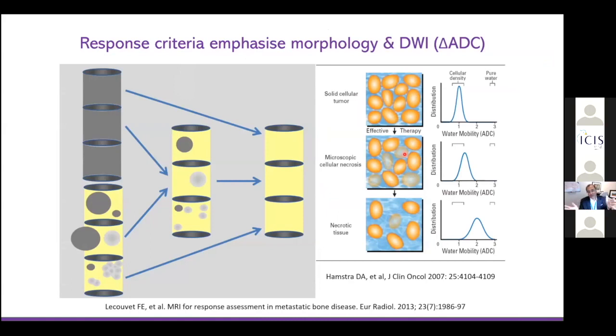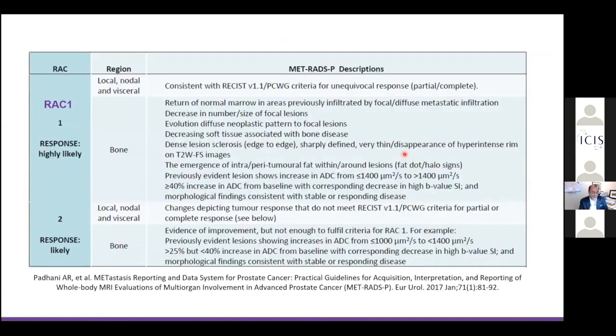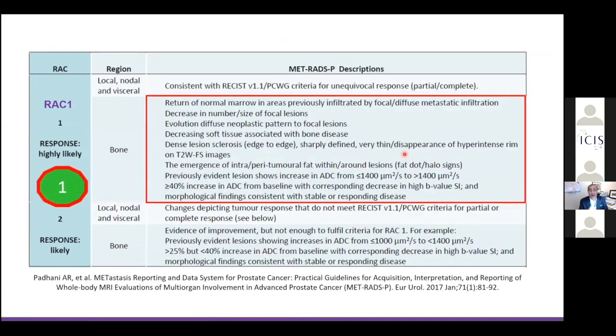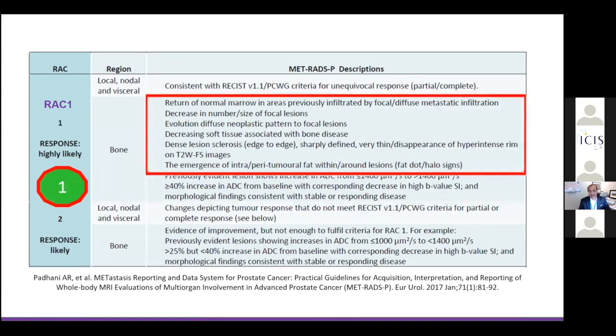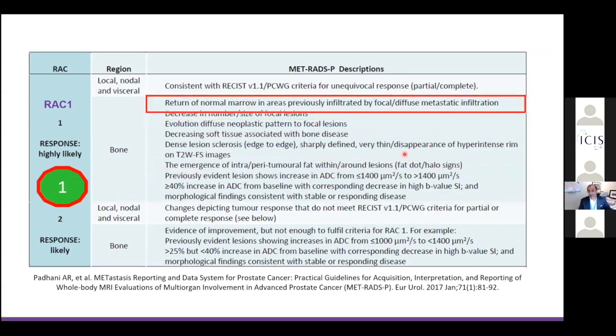And of course, response requires different criteria. So if disease disappears, more fat begins to emerge, then of course this is response, and I think all of us would recognize it. But another way of assessing response is to look at the ADC criteria, as Christina just mentioned. So an increase in the ADC from baseline is indicative of response. So if we look at response assessment category 1, response highly likely, one of those categories is return of the normal marrow fat.